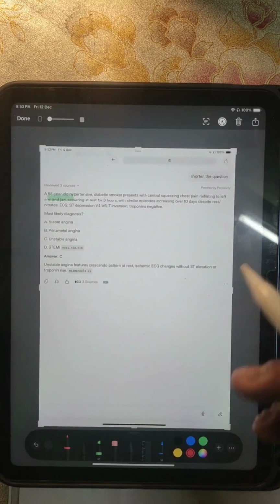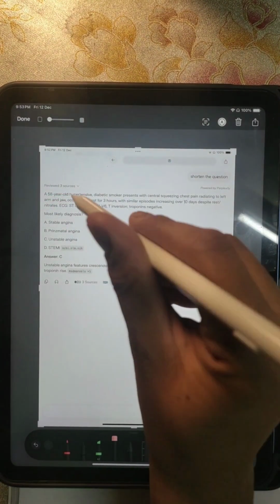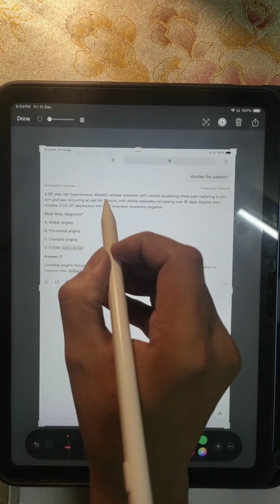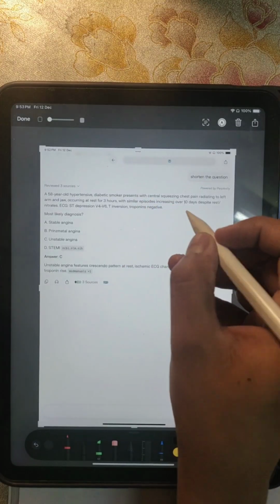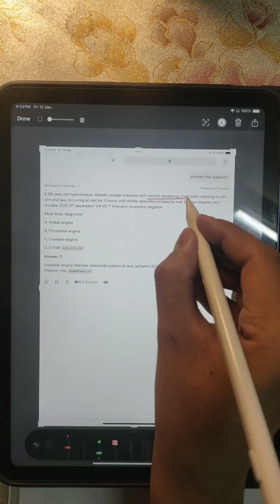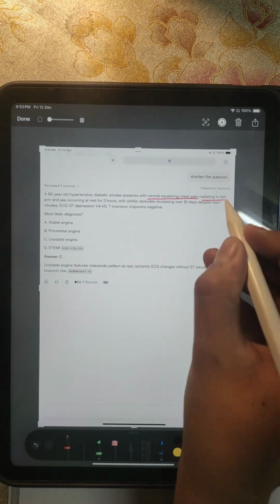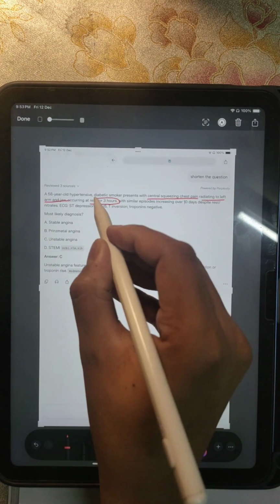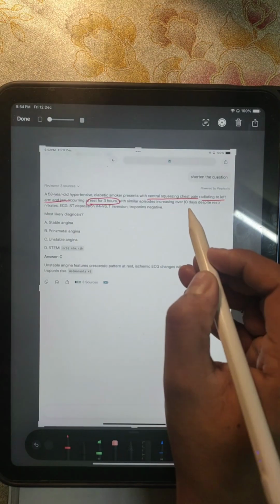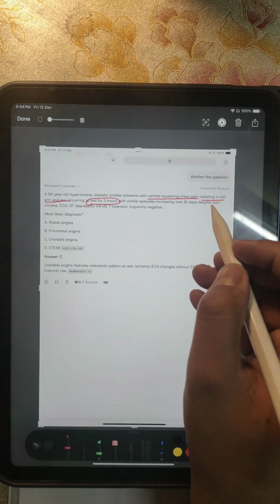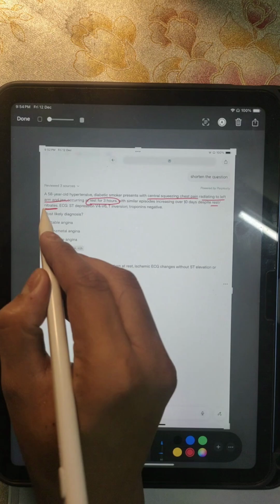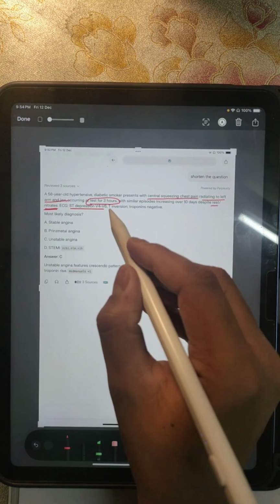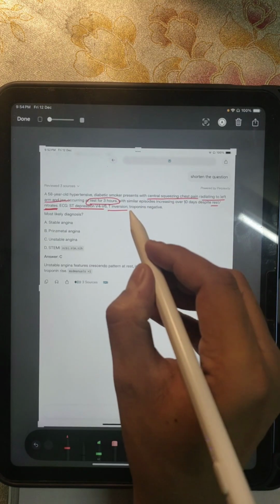Let's talk about unstable angina. So here what we have is a 58-year-old hypertensive diabetic smoker presents with central squeezing chest pain radiating to left arm and jaw, occurring at rest for 3 hours, with similar episodes increasing over 10 days despite rest or nitrates. ECG, ST depression at V4 V6, T inversion, and troponins are negative.